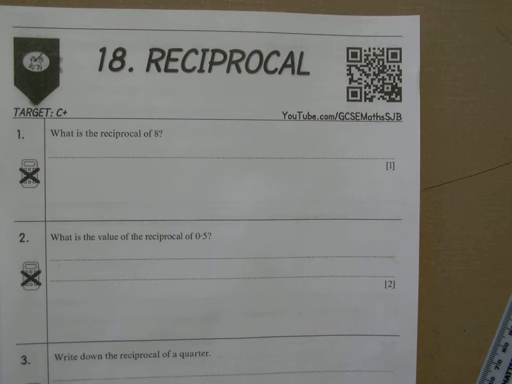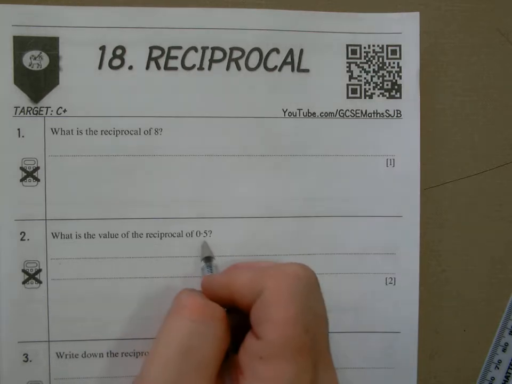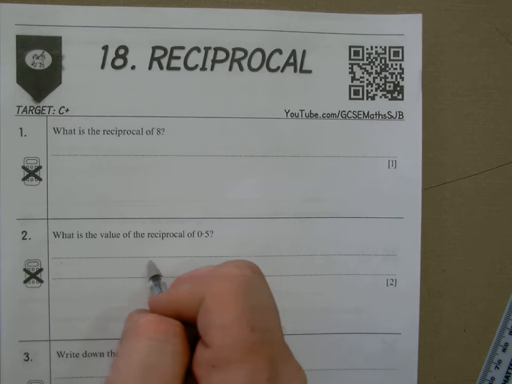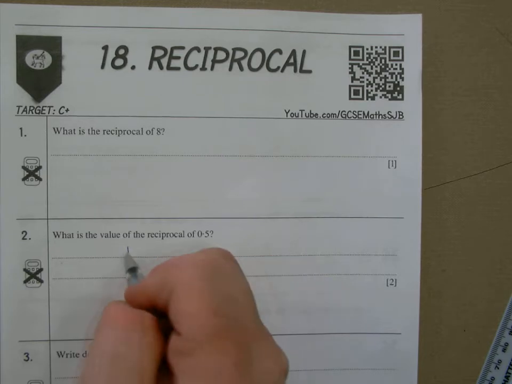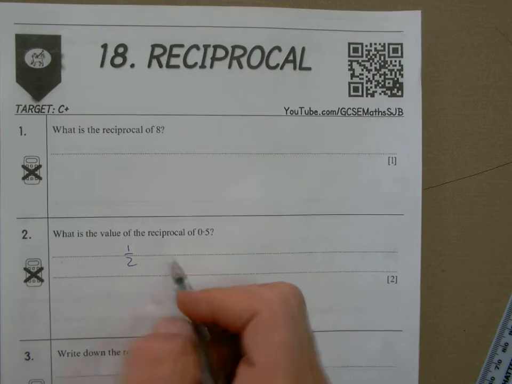So the reciprocal, right? It's actually easier to start on question 2 here. It says, what is the value of the reciprocal of 0.5? Now, 0.5, if we write that as a fraction, we can think of that as 1/2, yeah? Because that's what 0.5 is, it's half.